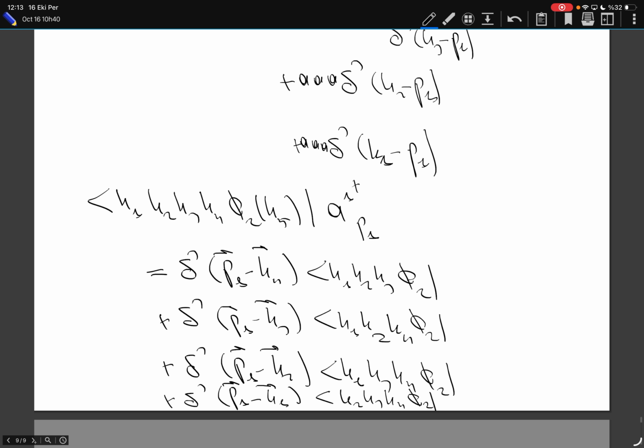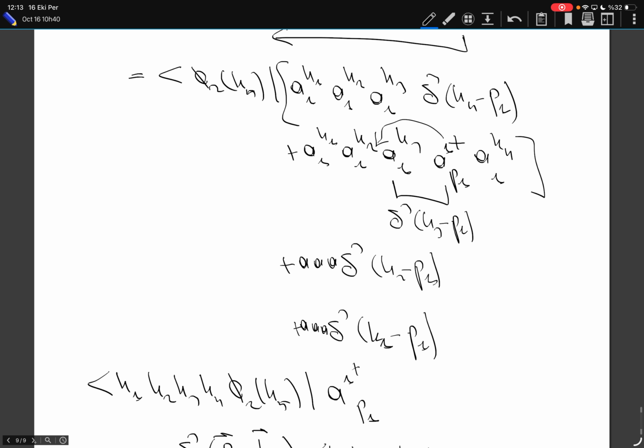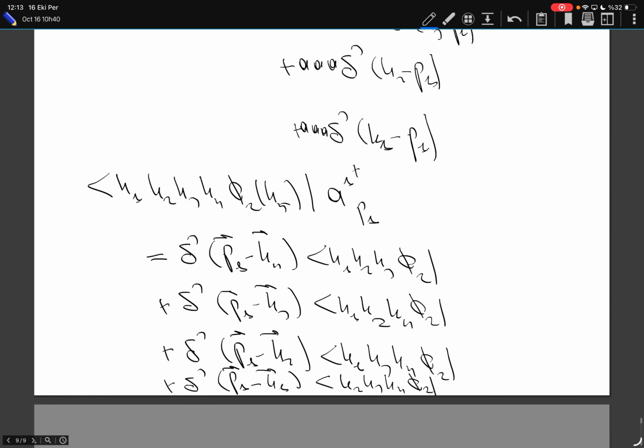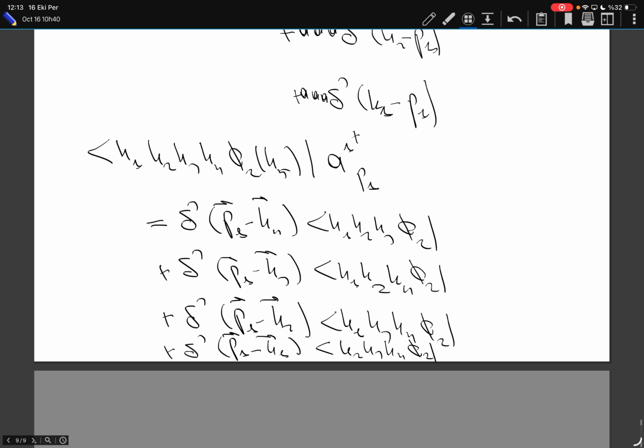This is what I will obtain. Again, up to some normalization constants, which will involve up to 2 pi cubes, because the commutator is 2 pi cubes times the Dirac delta. So each one of these terms has 2 pi cubes. I can also show this using pictures.